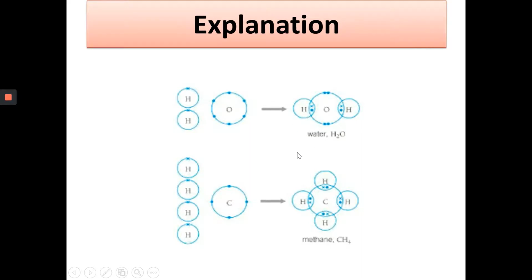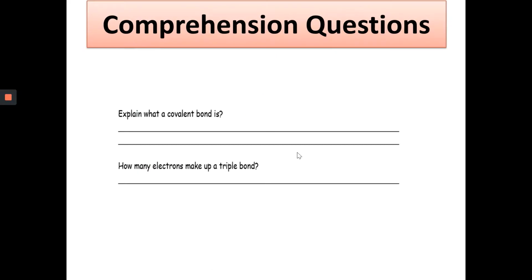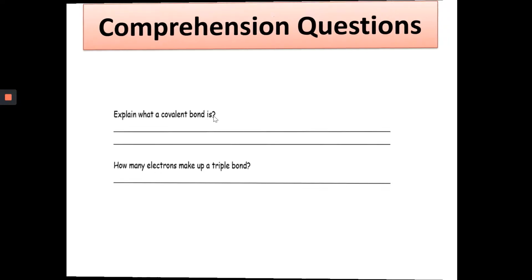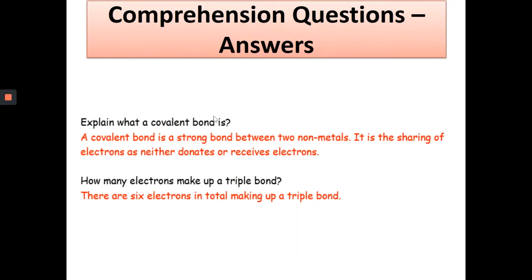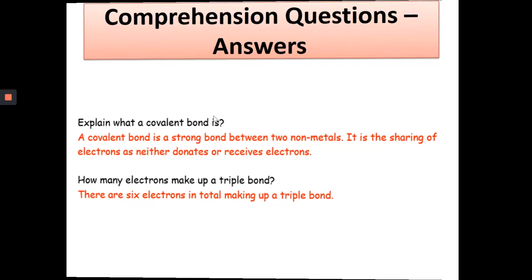A couple of comprehension questions this time. It's a really short video, this one. Explain what a covalent bond is, and how many electrons make up a triple bond. A covalent bond is a strong bond between 2 non-metals. It's the sharing of electrons, as neither donates or receives electrons, they only share. How many electrons make up a triple bond? 6 electrons in total make up a triple bond. If you remember, it's 3 from one atom and 3 from the other.